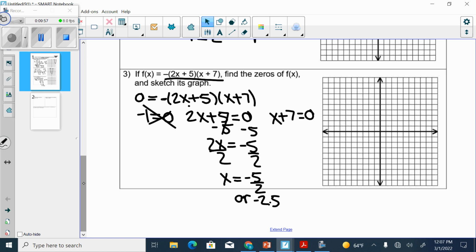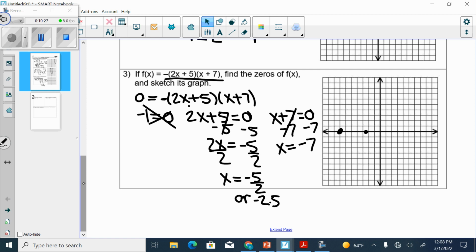Okay? And then for x plus 7, what do I need to do on this one? Good. So in here, we're going to end up with x equals, very good. All right, so we got two answers again. One at -7 and one at -2.5. Okay?